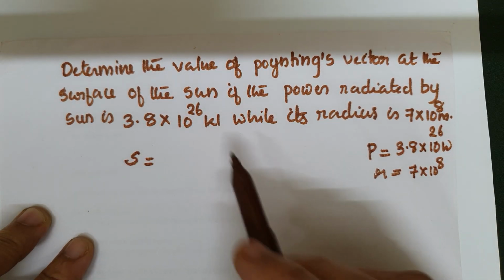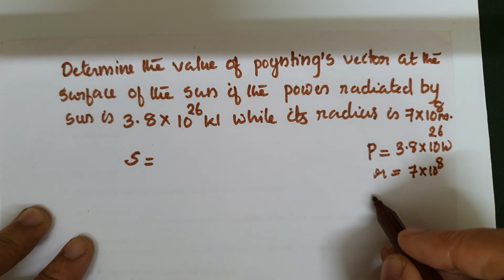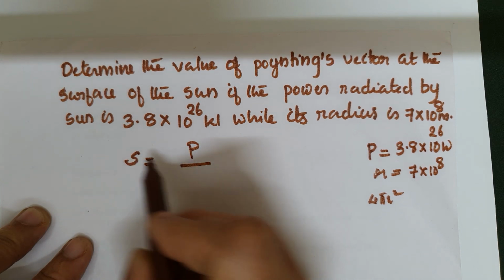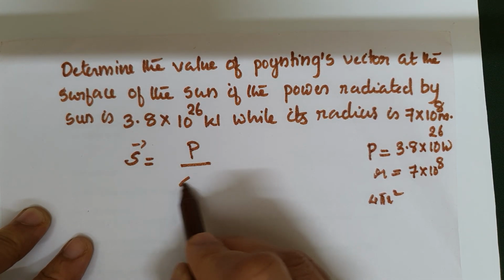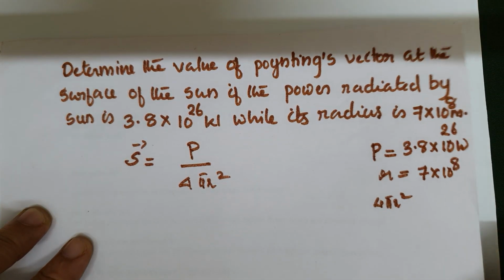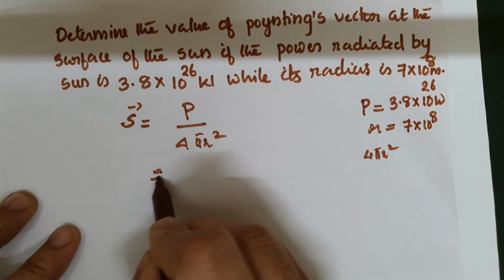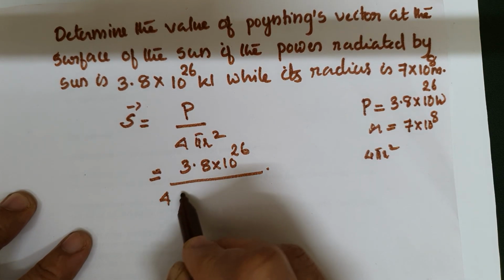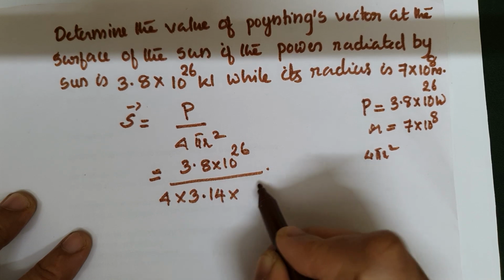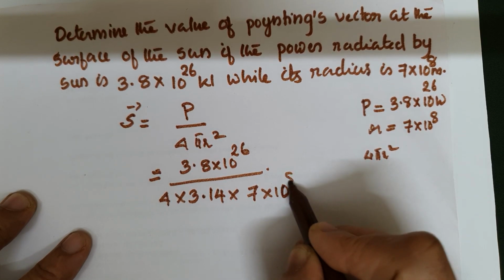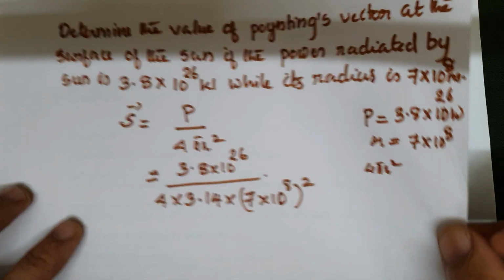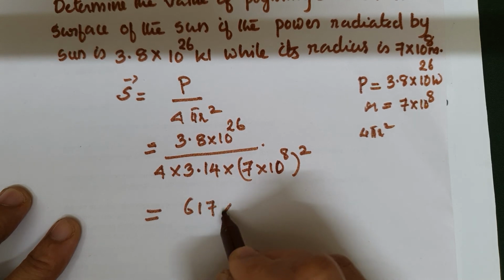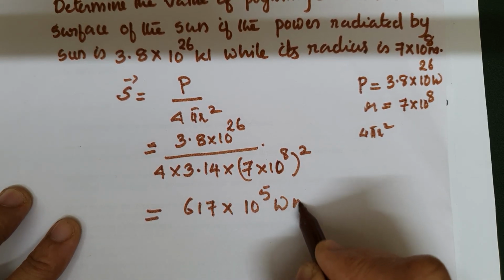Here we are considering the sun as a spherical one, then the surface area will be 4 pi r square. Then the Poynting vector S can be represented as P by 4 pi r square. Here the power is given, 3.8 into 10 raised to 26 divided by 4 into 3.14 into r, which is 7 into 10 raised to 8, the whole square. Then this will give the value as 617 into 10 raised to 5 watt per meter square.